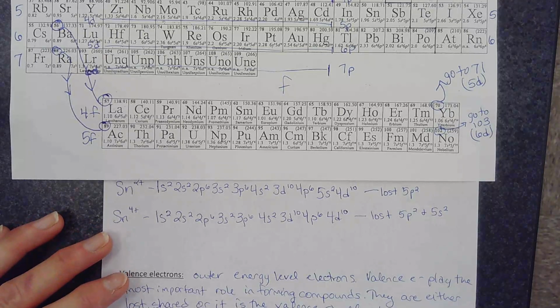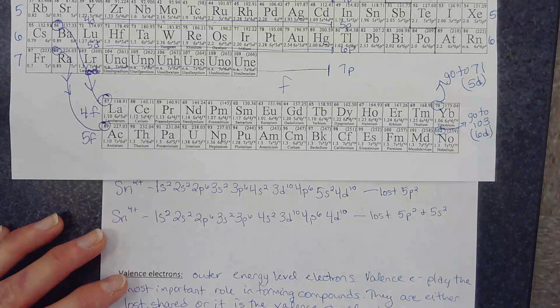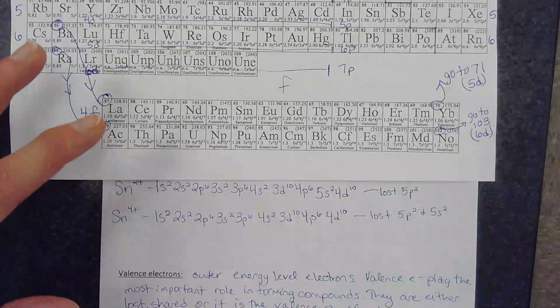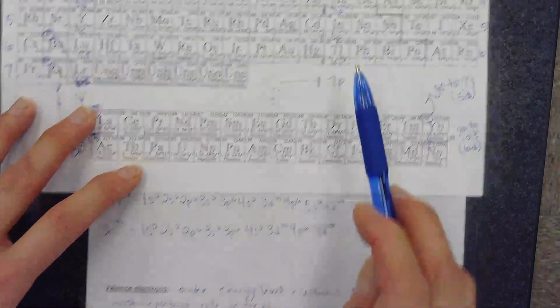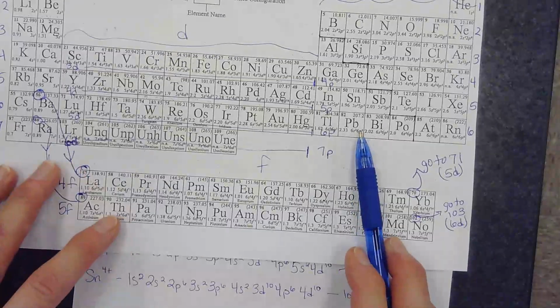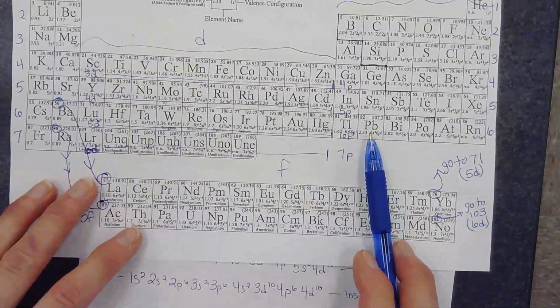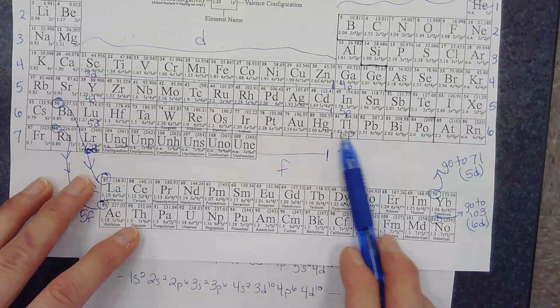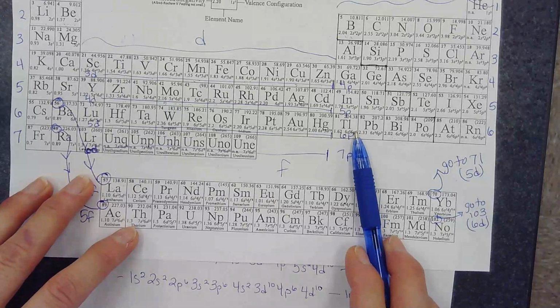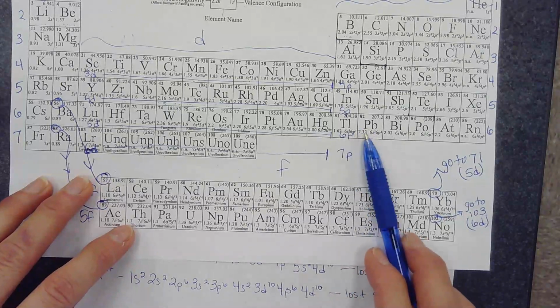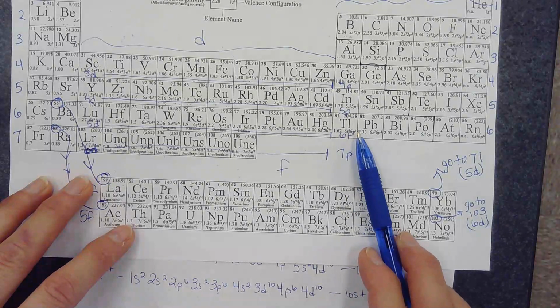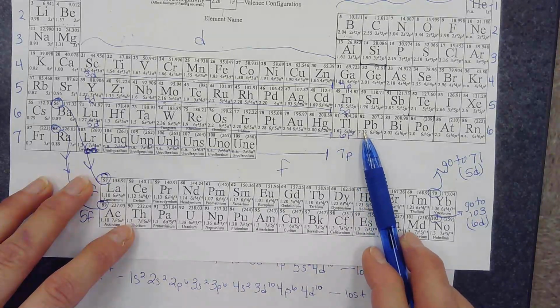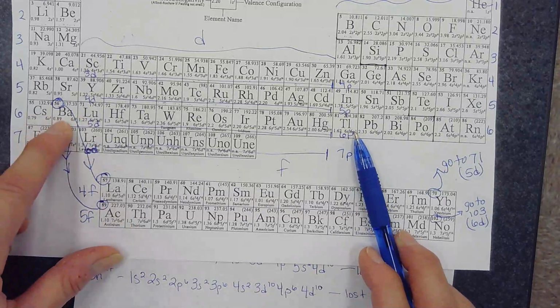Does that make sense to you? Okay? Now, real quick, I want to see if you really get it. Pay attention. Here's lead. What are the 2 logical charges for lead? Plus 2 and what? Plus 4. How do you become plus 2? Lose 6p. Yes? How do you become 4 plus? Lose 6p and 6s. Does that make sense?